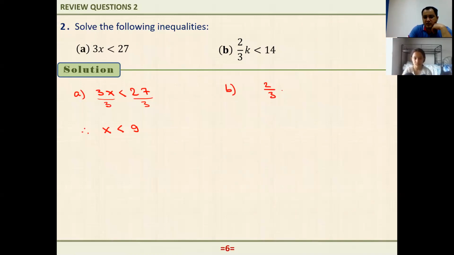And how about here in question B? 2 over 3 k is less than 14, where k is unknown. How do we eliminate this 2 over 3 from the left-hand side? Reciprocal. Oh, wait. Hold on. 2 over 3 k, 14.